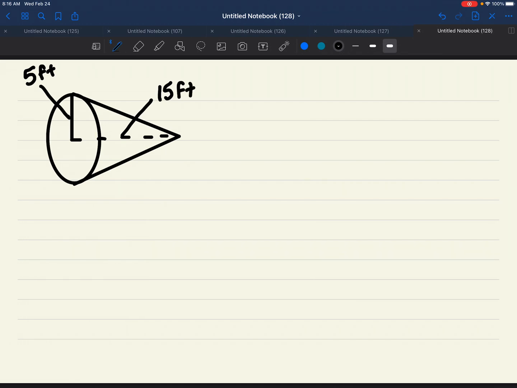Okay, so first thing you need to always do is identify what type of figure we have. So what type of figure is this, Ethan? Cone. A cone? So what formula should I be using? V equals 1/3 pi r squared times the height. Good.